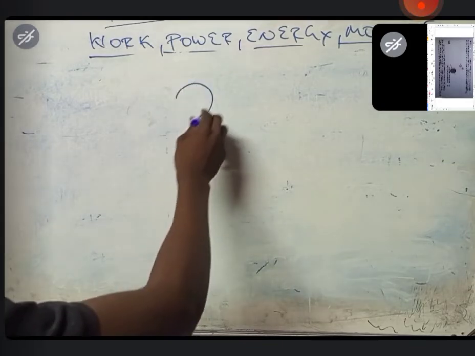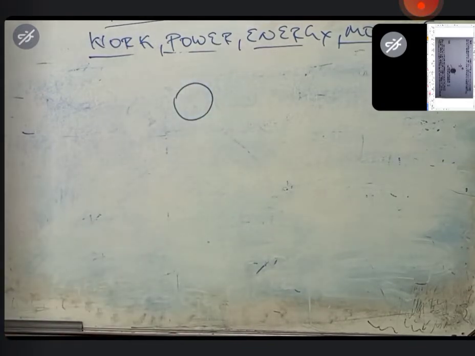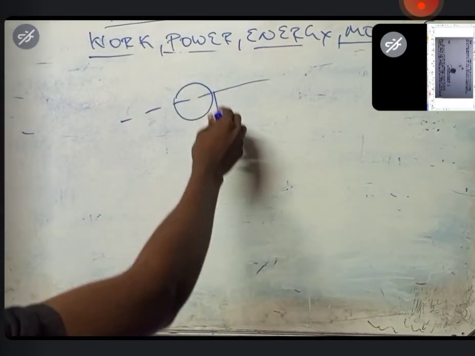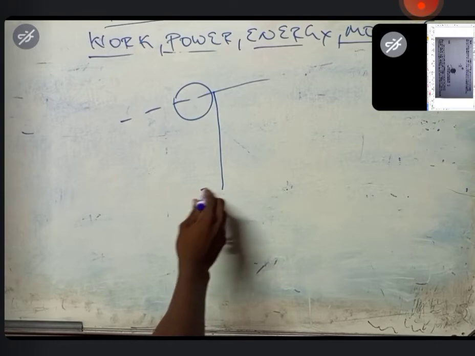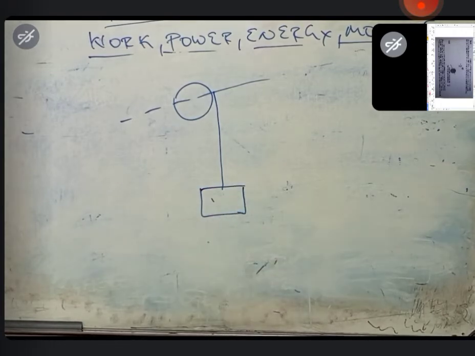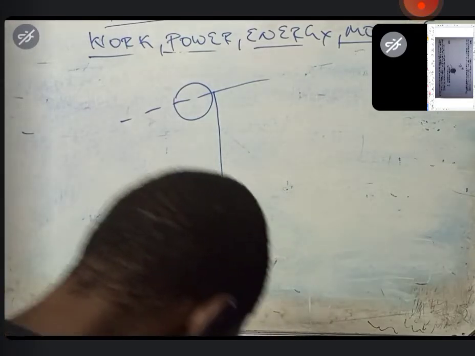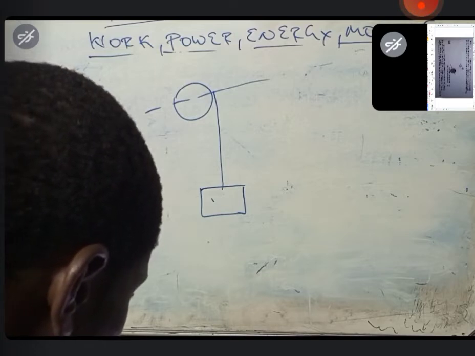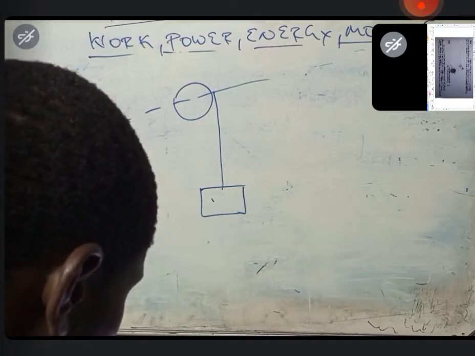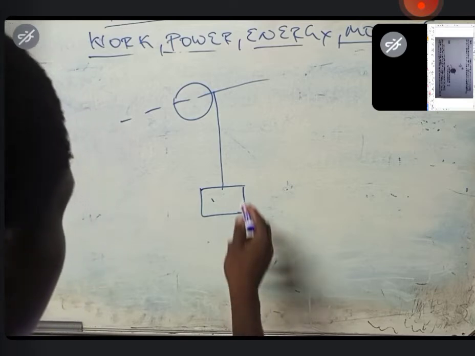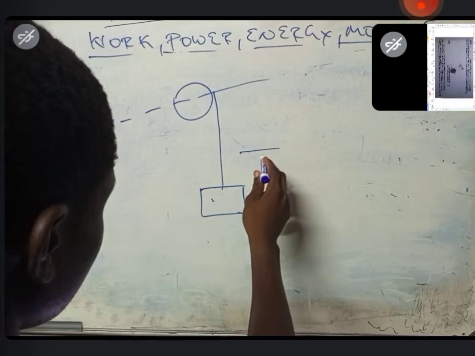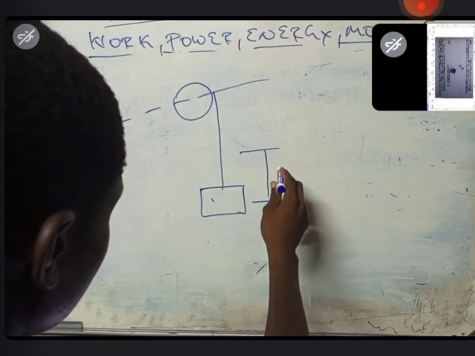A wheel of radius 6 centimeters is mounted so as to rotate about a horizontal axis through its center. A string of negligible mass wrapped around its circumference carries a mass of 200 grams attached to its free end. When allowed to fall, it descends 100 centimeters in 5 seconds. Calculate its moment of inertia and the tension in the cord.